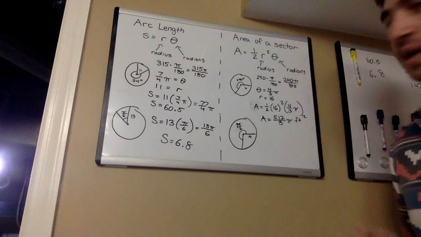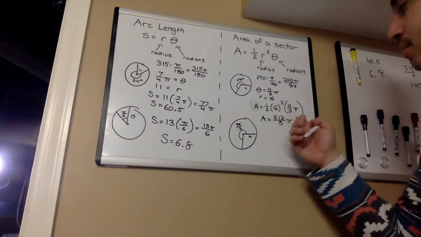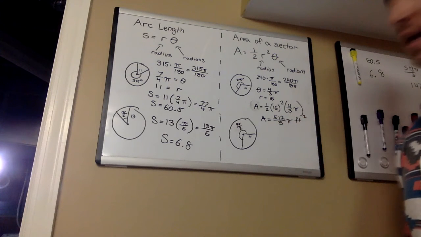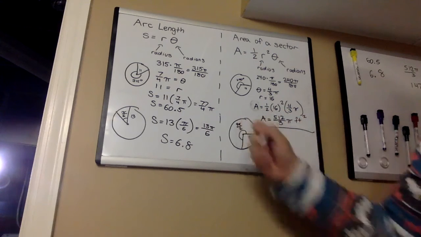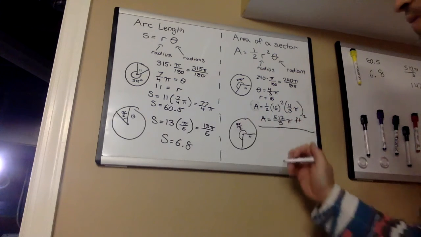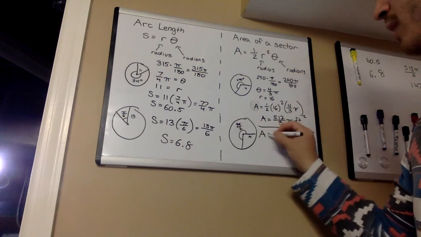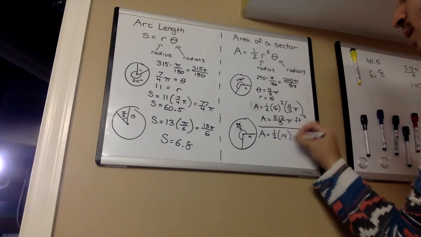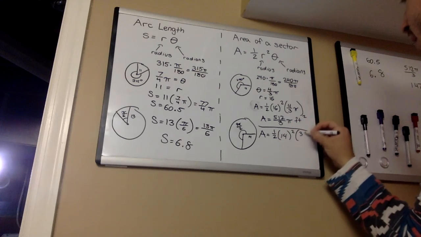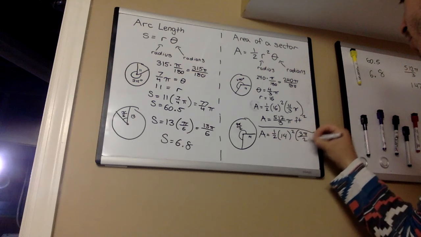If they ask for a rounded value, you would just then put it into the calculator and put the pi into it also. Moving on to the next one, this one's already in radian form, so we don't need to convert anything. We just go straight into the formula. 1/2 times 14 squared times 3 pi over 2.